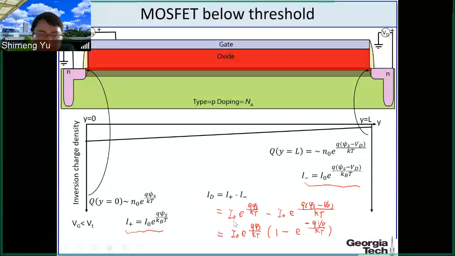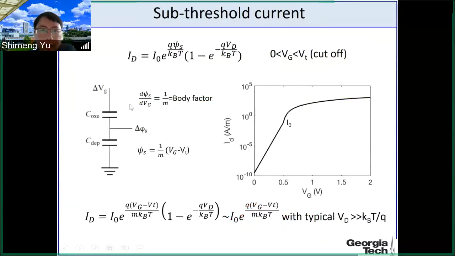So if we write it here, this is the same as the previous slide. This is when the gate voltage is smaller than the threshold.